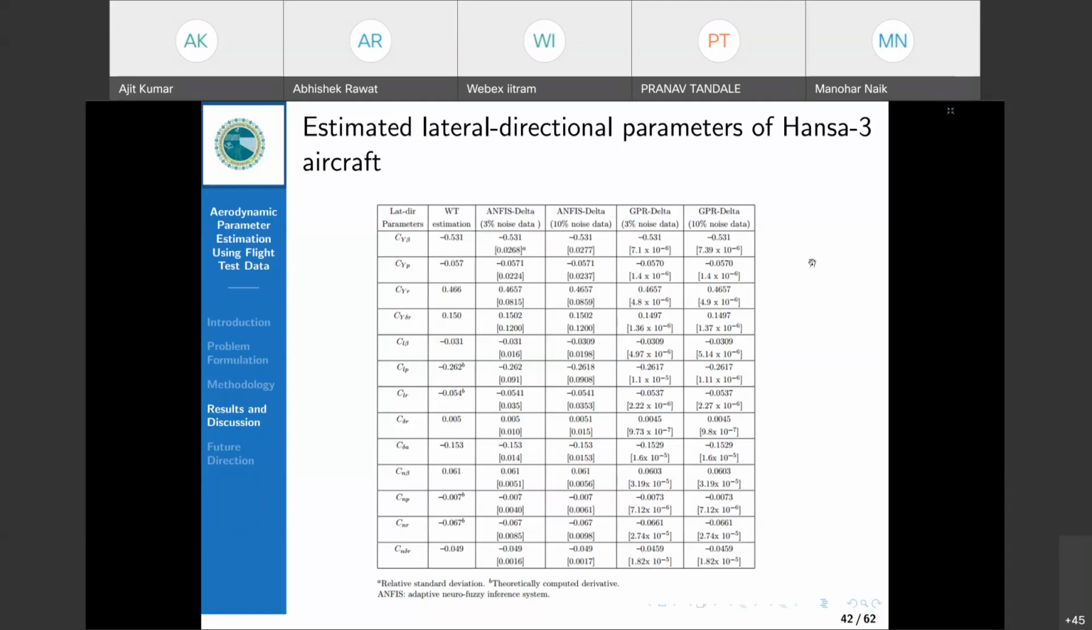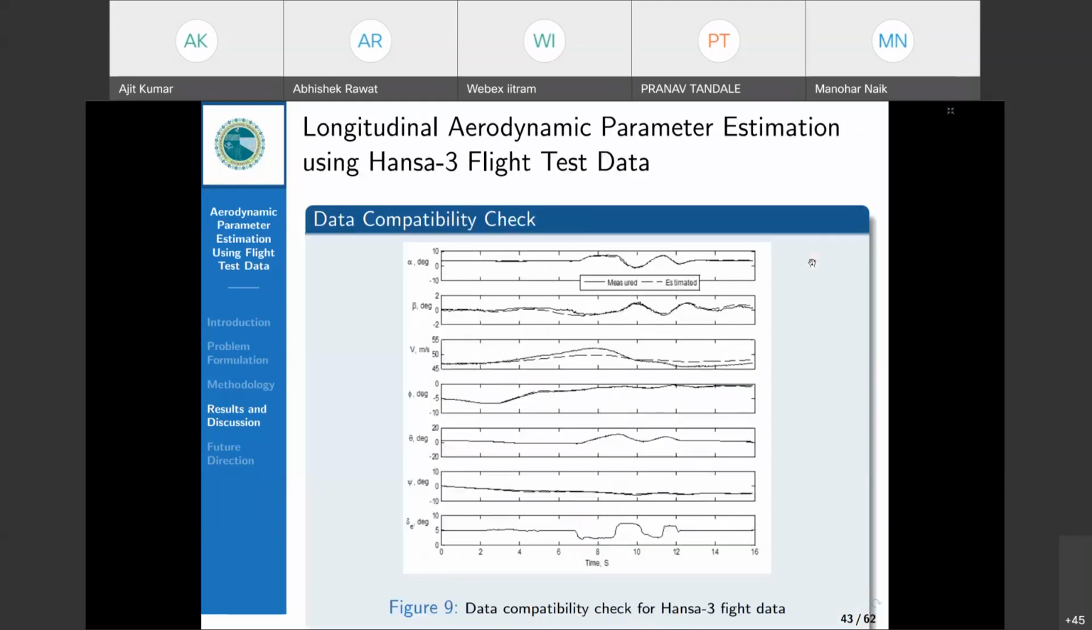Another exercise we did was on real test data. Earlier I was talking about simulated data. Now we'll be talking about real flight test data, which was again performed on Hansa 3. But this time we will be demonstrating longitudinal parameter estimation, or longitudinal dynamics of the aircraft. Under longitudinal dynamics, we have flight variables as alpha, V, and delta E. Just to show you how flight data is gathered on the aircraft: these are the flight variables alpha, beta, V, phi, theta, psi, and delta E. This is the actual flight test data gathered on the Hansa 3 aircraft.